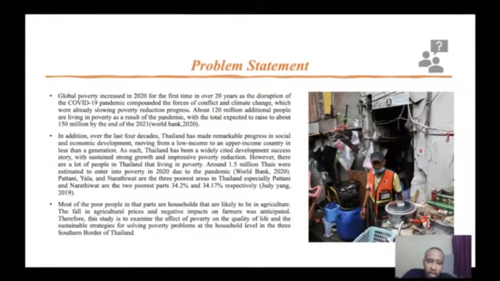In the problem statement, in 2020, global poverty increased for the first time in over 20 years because of the coronavirus. Around 120 million people are living in poverty. There are a lot of people in Thailand living in poverty. Around 1.5 million Thais were estimated to enter poverty in 2020 because of the coronavirus. Most of the poor people are living in three areas, for example, Pattani, Yala, and Narathiwat.